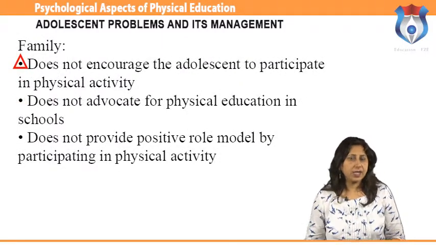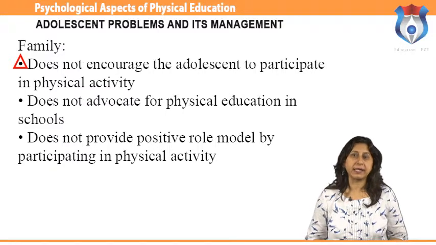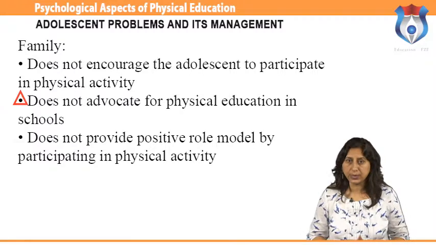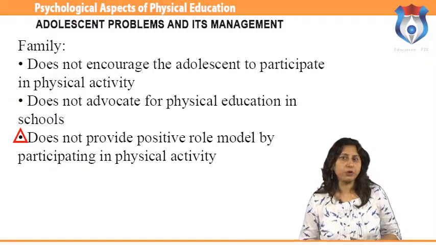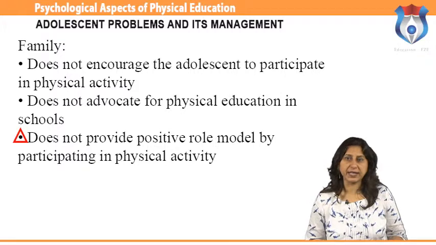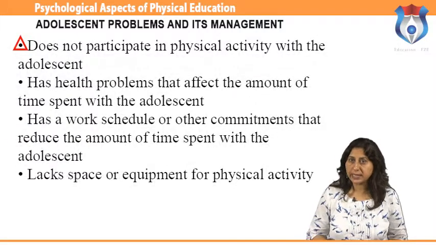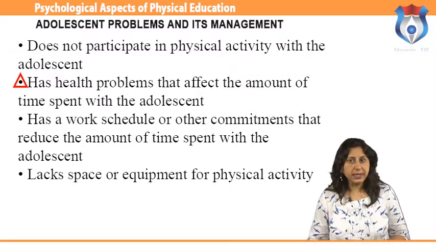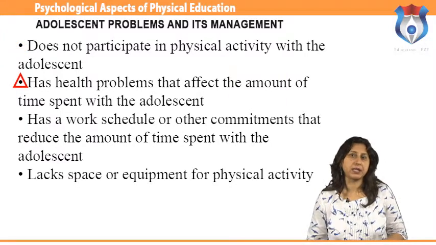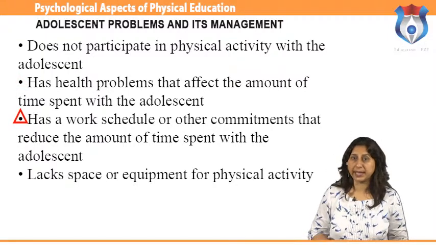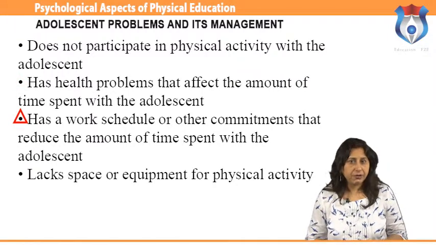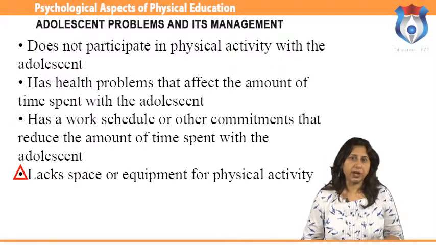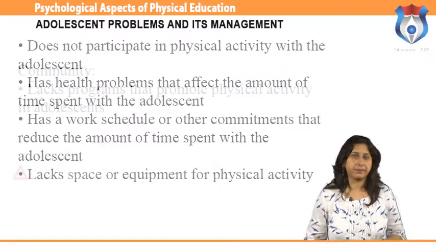Family does not encourage the adolescent to participate in physical activity, does not advocate for physical education in schools, does not provide a positive role model by participating in physical activity, does not participate in physical activity with the adolescent, has health problems that affect the amount of time spent with the adolescent, has a work schedule or other commitments that reduce the amount of time spent with the adolescent, lacks space or equipment for physical activity.